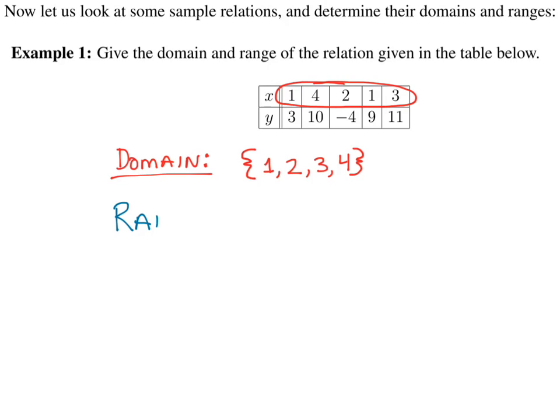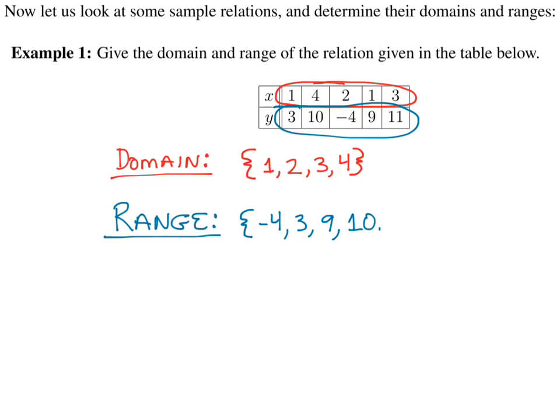Okay, so then we got the range instead. Now that's the ones I circled in blue. And -4, 3, 9, 10, 11. Again, it's a set, so it's in those funky braces. Good times. I wrote them in order. The order is not terribly important. In this case, there was nothing doubled up, so you don't have to worry about cutting anyone out. And because of that, the range has 1, 2, 3, 4, 5 numbers in it, while the domain has only 1, 2, 3, 4 numbers in it. So they won't always be the same size. All right, that's the first example.